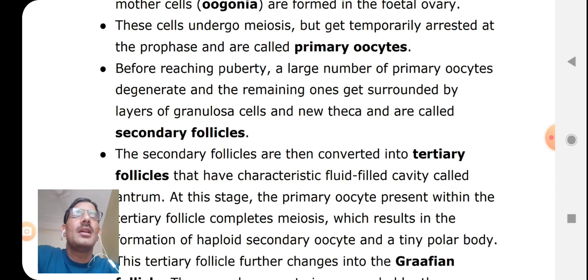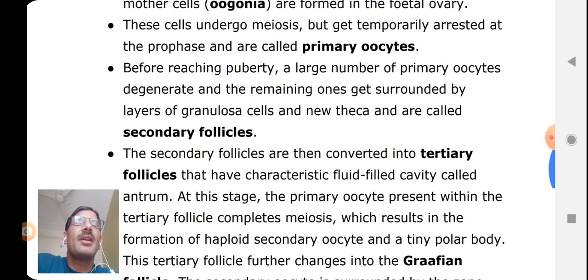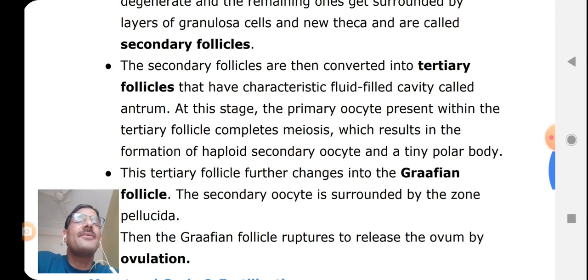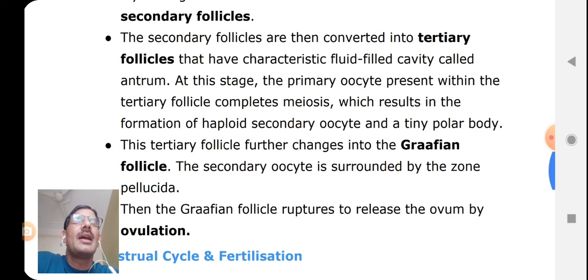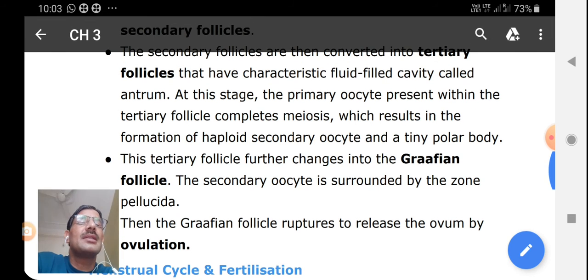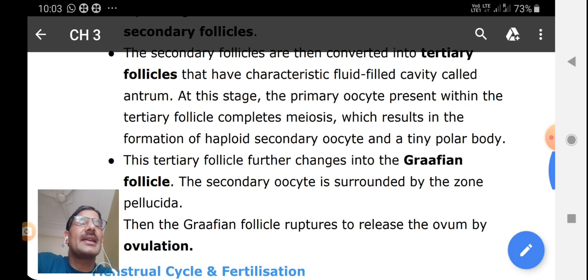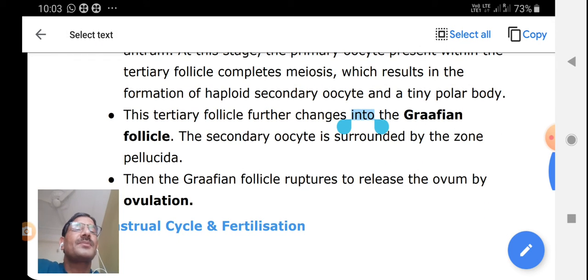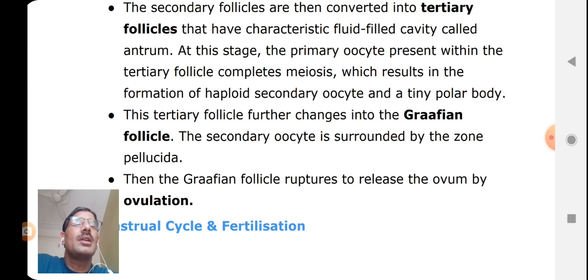They get surrounded by granulosa cells and form the primary follicle, then more layers of cells form the secondary follicle. The secondary follicles then mature into tertiary follicles, which have a fluid-filled cavity called the antrum. At this stage it is called the Graafian follicle. The primary oocyte present within the tertiary follicle completes meiosis 1 and results in the formation of a haploid secondary oocyte and a tiny polar body. This polar body gets degenerated.